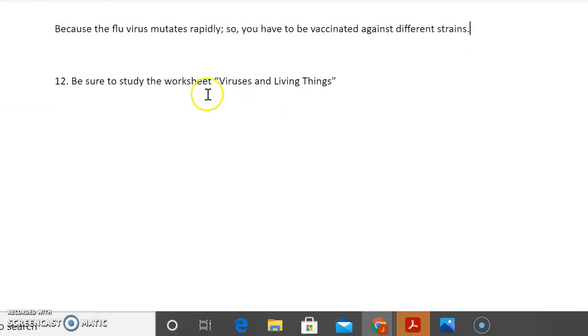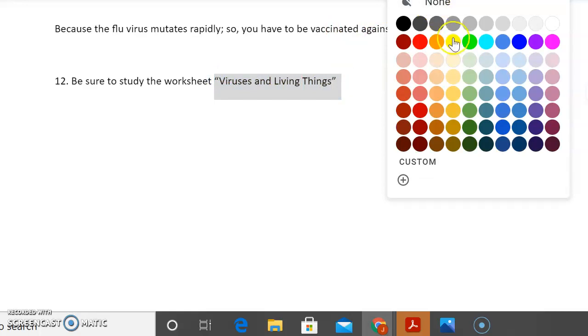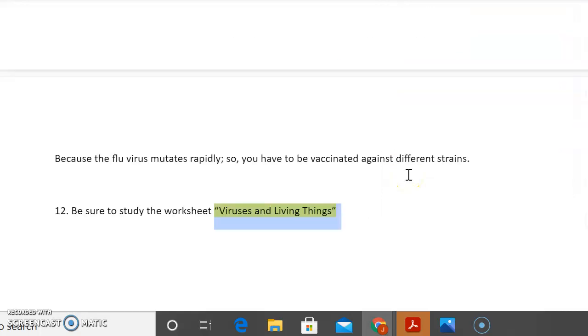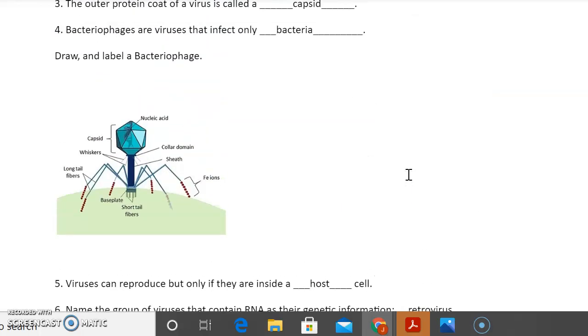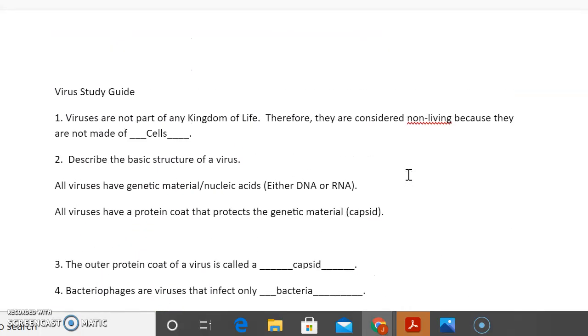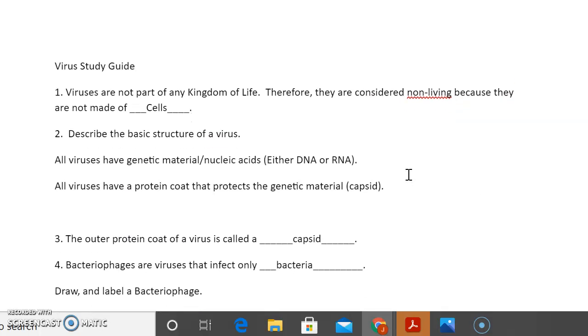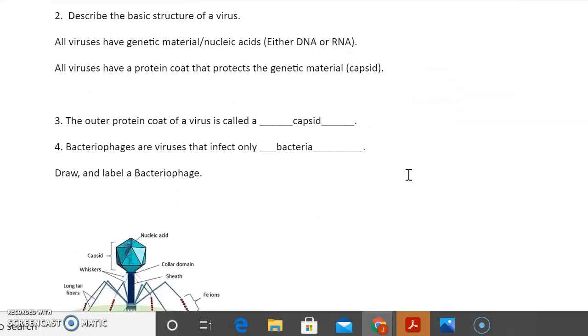And then it says, be sure to study the worksheet, Viruses and Living Things. And that should be in your Google Classroom. So study those. And that's that. We do have a quiz coming up on Friday. So that's your study guide. Hope that helps.